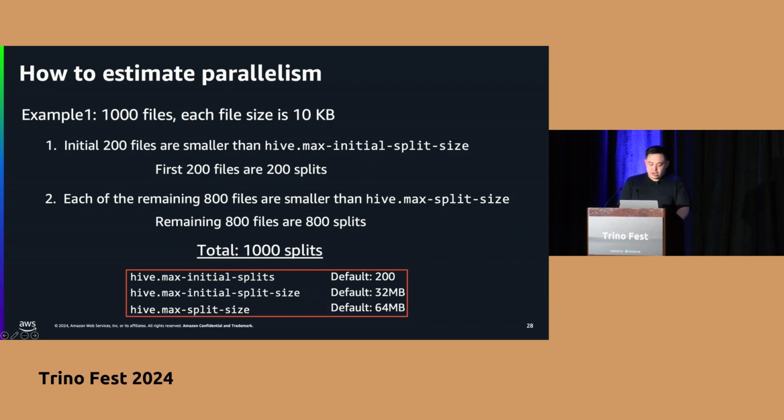So when Hive max initial split is reached, Hive max split size is used instead of Hive max initial split size for each file. Since each file is smaller than Hive max split size, the remaining 800 files become 800 splits. So in this case, 1,000 file splits will be created. If there are 200 files and each file size is 10 kilobytes, it will be 2,000 splits. So in general, one file is one or more splits.